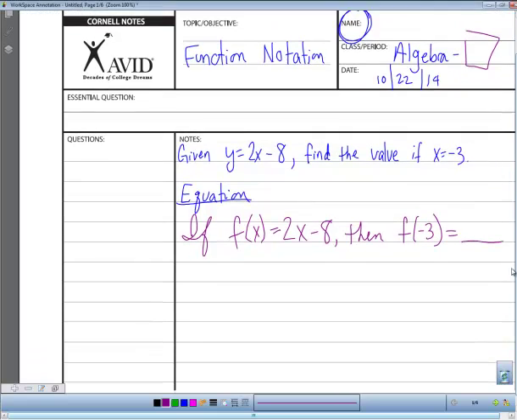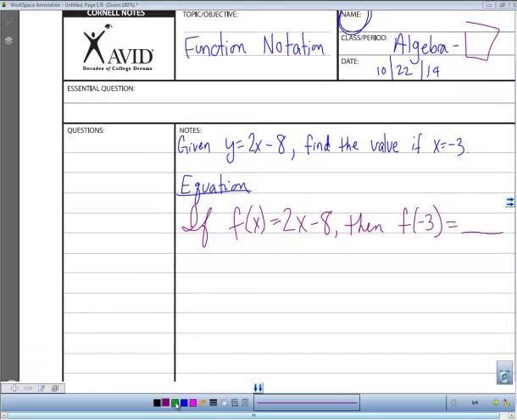So all you're doing with this is replacing your y with f of x, because y is a function of x, and that's literally what this is saying: a function of x equals 2x minus 8. So all I'm doing is replacing my x value with my negative 3. So I have 2, and I've always replaced my variable with parentheses, so negative 3, and then minus my 8. So I have 2 times negative 3 minus 8.